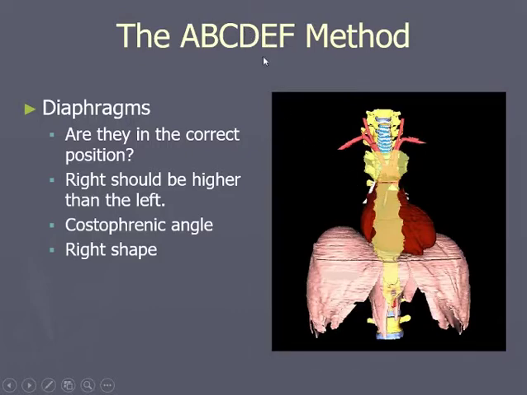Next, we'll go on to D, which is the diaphragms. Are they in the correct position? Remember that the right diaphragm, which is over the liver, should be higher than the left diaphragm, which is over the stomach. We'll typically see an air bubble over the left diaphragm, which is basically an air bubble in the stomach. We check the costophrenic angles, meaning the angle between the sides of the thorax where it meets up with the diaphragm. There should be a nice sharp angle, and they should also be the right shape. They should be rounded, not flattened.